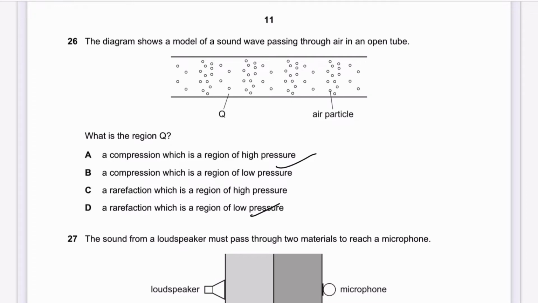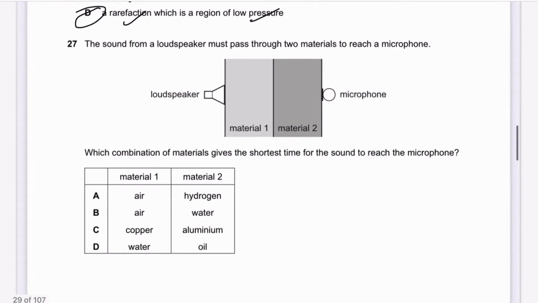And what happens when we have low pressure? We have a rarefaction. A compression is where there's high pressure. So the answer is D.